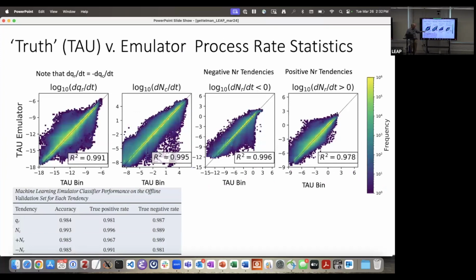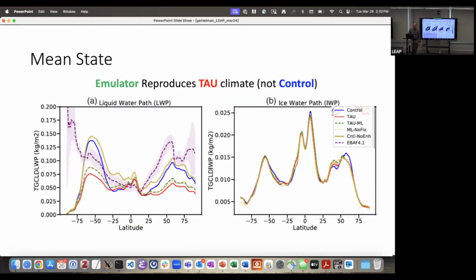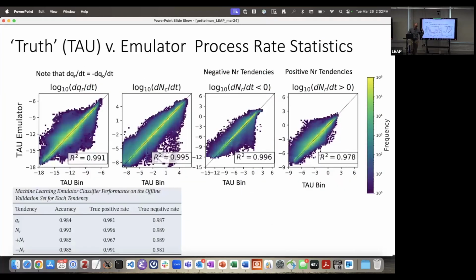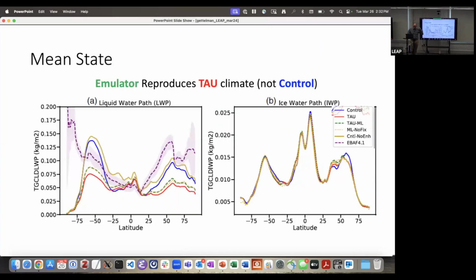When we do that, so this is now the actual bin model, and this is the emulator, we get a really good representation of those points in log space. And you can see these statistics are actually quite good for this. So this is actually great, but the proof is sort of in running the climate.